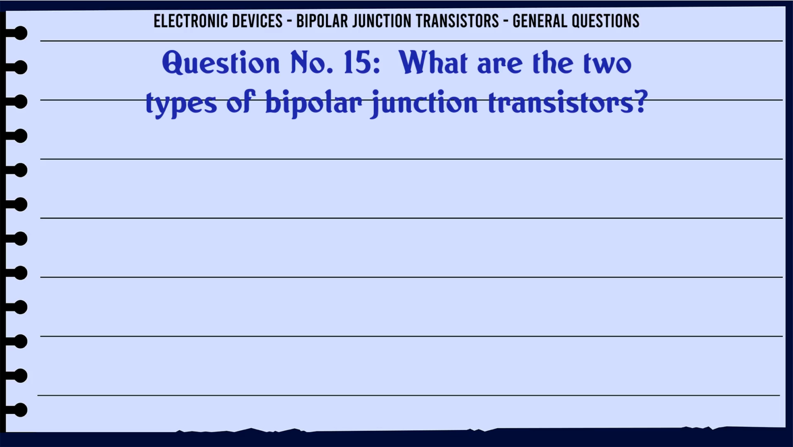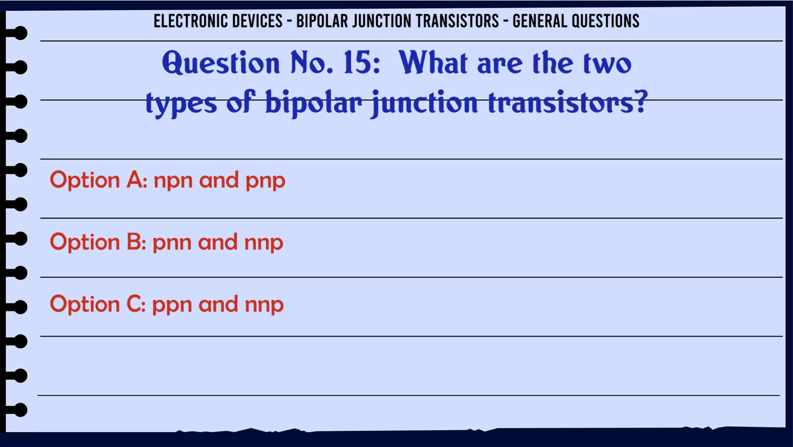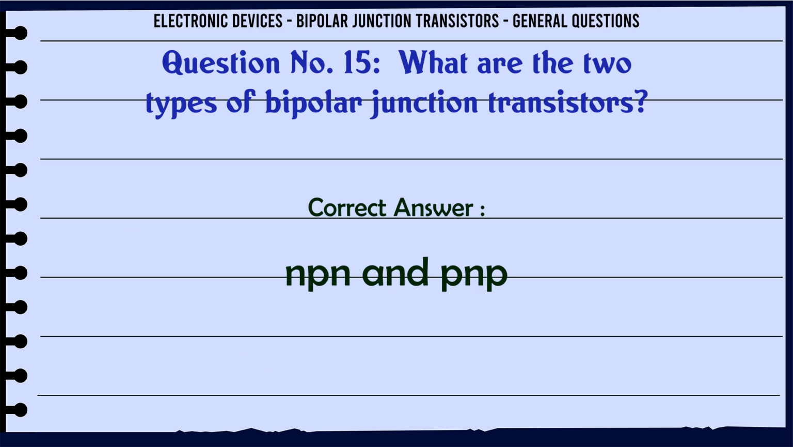What are the two types of bipolar junction transistors? A NPN and PNP, B PNN and NNP, C PPN and NNP, D PTS and STP. The correct answer is NPN and PNP.